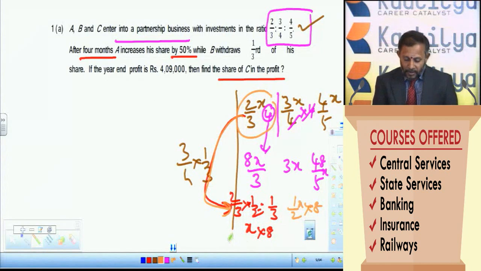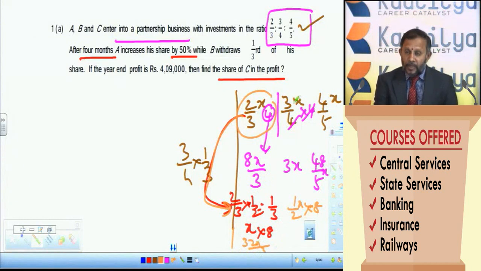So in total, the sum of these two: 8x by 3 for the first 4 months and 8x for the remaining 8 months. So you get in total 8x by 3 plus 8x, that is 32x by 3. That is the total contribution of A.